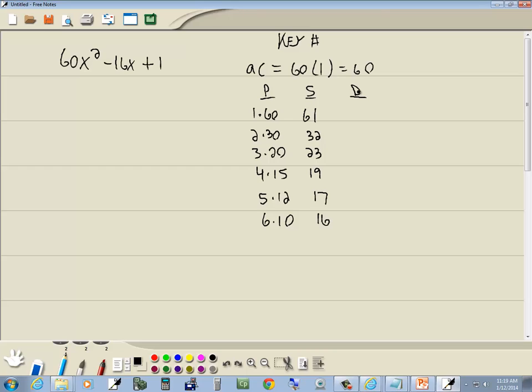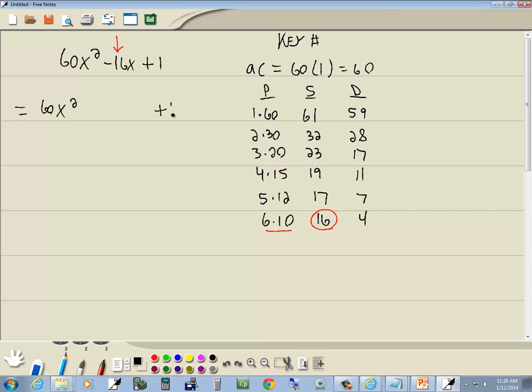D for difference. We subtract smaller from larger. 60 minus 1 is 59, 30 minus 2 is 28, 20 minus 3 is 17, 15 minus 4 is 11, 12 minus 5 is 7, 10 minus 6 is 4. The number we're looking for is the number in our middle term, which is 16, which is down here, which means we're going to use 6 and 10.